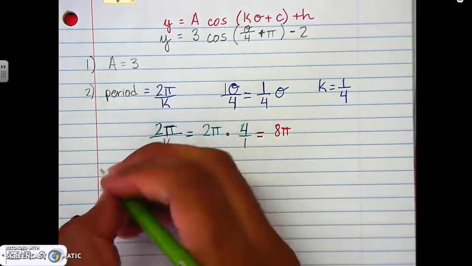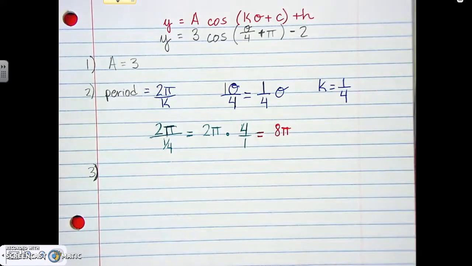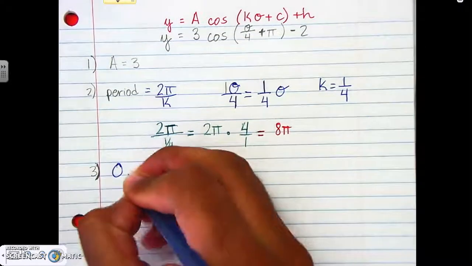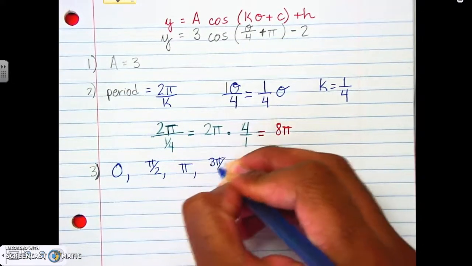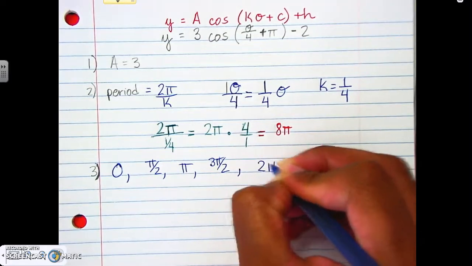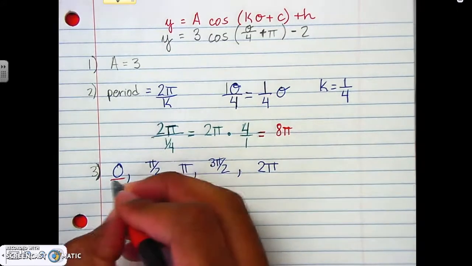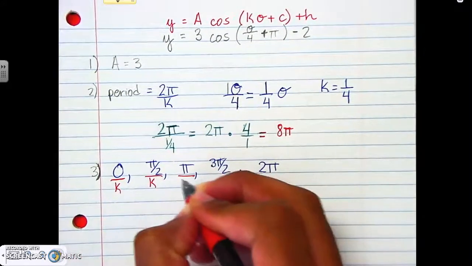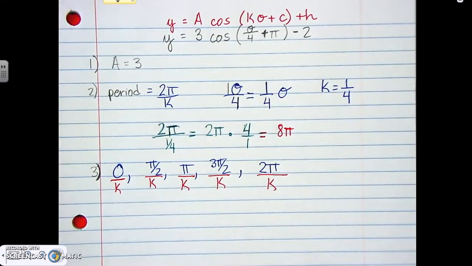All right, for our new tick marks, using the same formula again, we have to remember what our original tick marks are. And again, we have 0, pi over 2, pi, 3 pi over 2, and 2 pi. And just like you had in the warm-up before, we divide each one of these by k. And we just found out what k was on number 2.